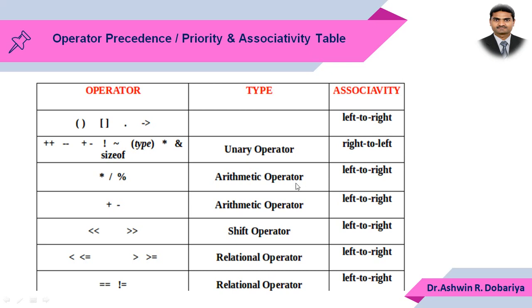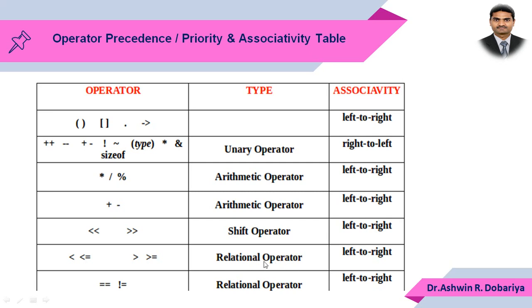Then come the arithmetic operators. In arithmetic operators we know that multiplication, division and modulus, then plus and minus, all five are arithmetic operators, but out of these five, multiplication, division and modulus have higher priority. Among these three, they have equal priority, but compared to plus and minus they have higher priority. The arithmetic operators have left to right associativity. Then at the next level is the shift operators, left shift and right shift, right? The majority of operators have associativity from left to right. Only unary operators evaluate from right to left.